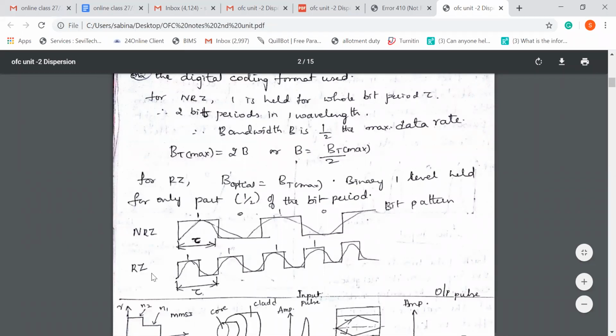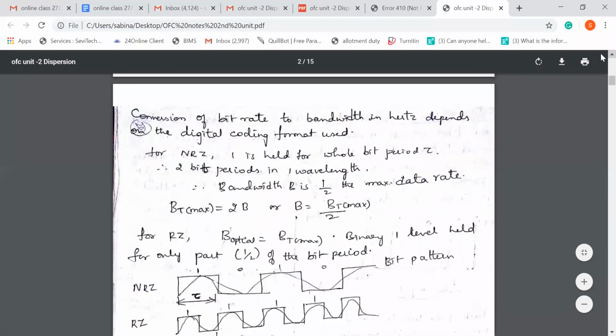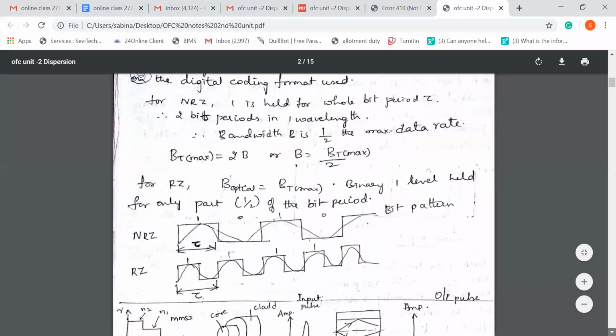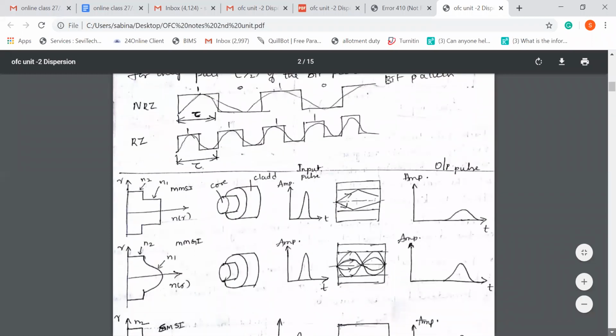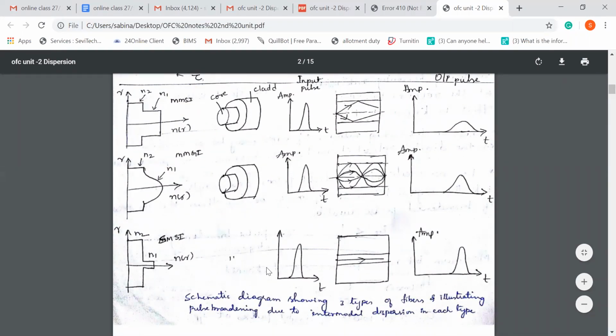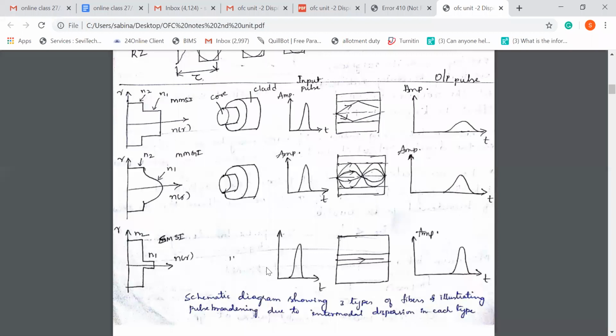Now what is RZ? RZ is return to zero. If I consider one pulse, in that particular pulse you can see that there is a zero here. That is the reason it is return to zero. And these are the relations for RZ, B optical and BT max. A few relations you have to follow for non-return to zero and return to zero. This is very important.